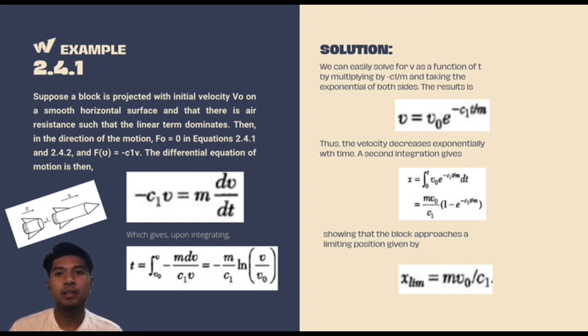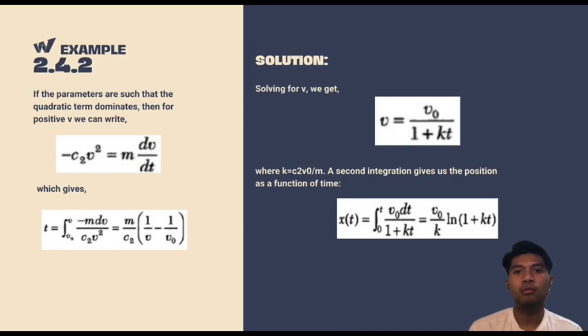So how to solve this? We can easily solve for v as a function of t by multiplying by negative c1 over m and taking the exponential of both sides. The result is v equal to v naught exponential to the power of negative c1 t over m. Thus, the velocity decreases exponentially with time. Second integration gives as below. So lastly, showing that the block approaches a limiting position given by x limit equal to m v naught per c1.